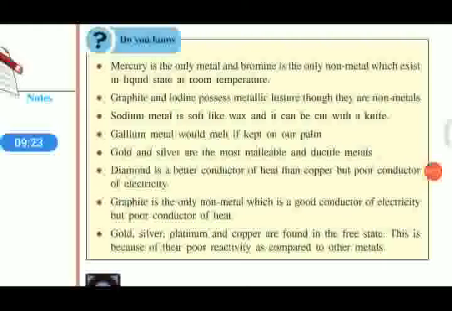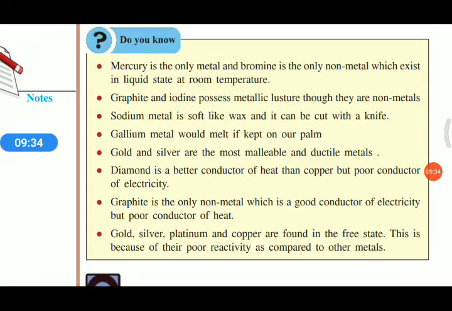Sodium is a metal, soft like wax, and it can be cut with a knife. You may have heard about sodium in the compound sodium chloride. Sodium chloride, we discussed, is salt. That's sodium. Sodium is very soft. We can cut it with a knife, just like we cut wax with a knife.